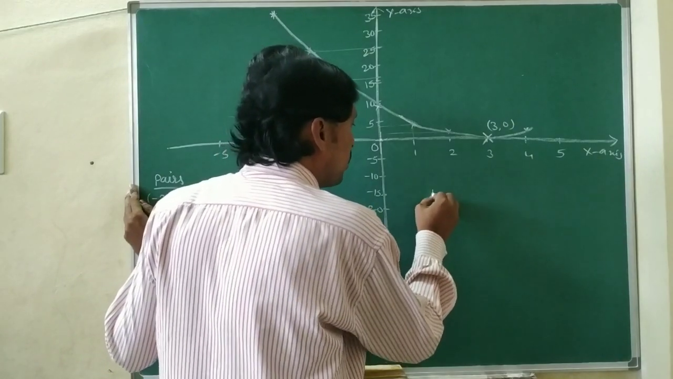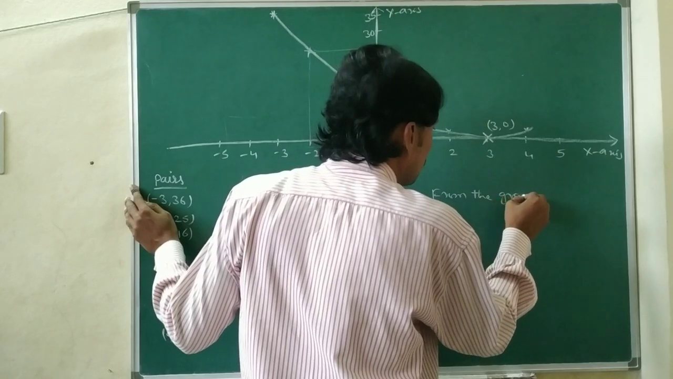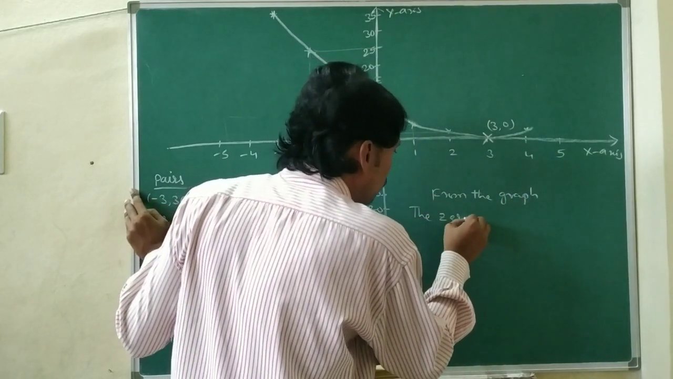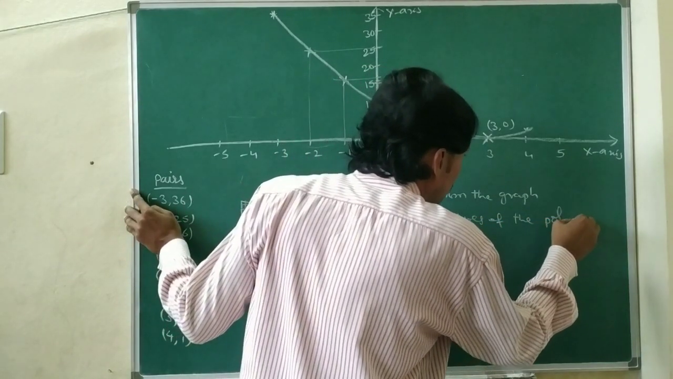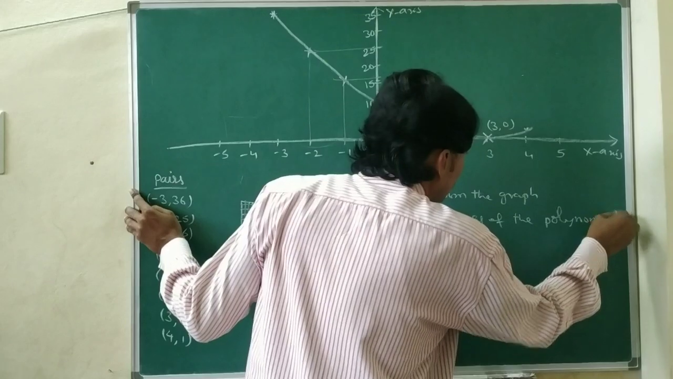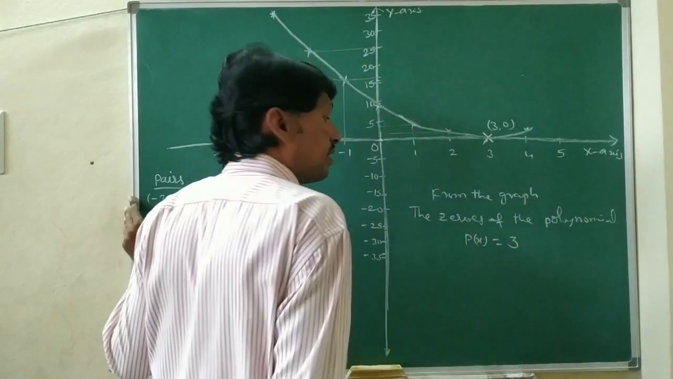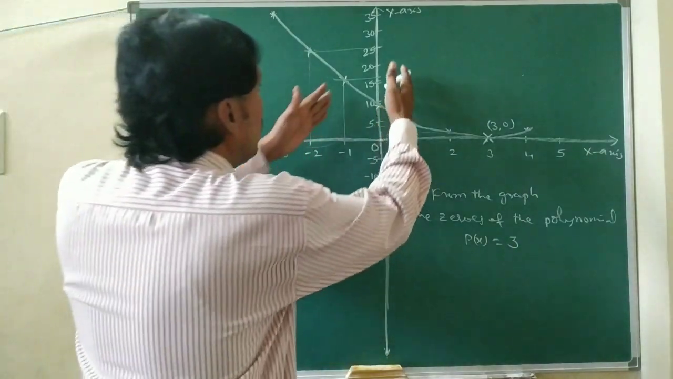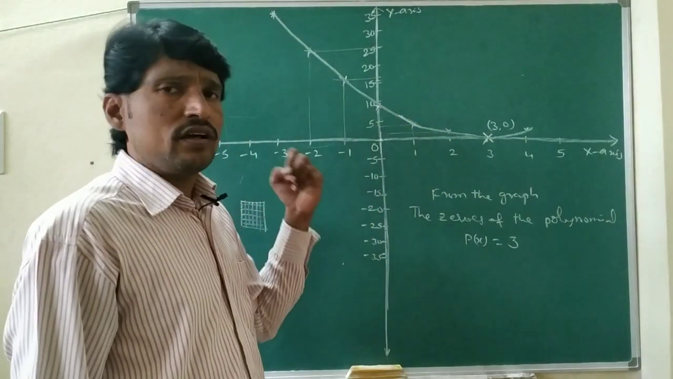So from the graph, the zeros of the polynomial P of x equal minus 3, only 3. Next here we plot the points, we already did all.